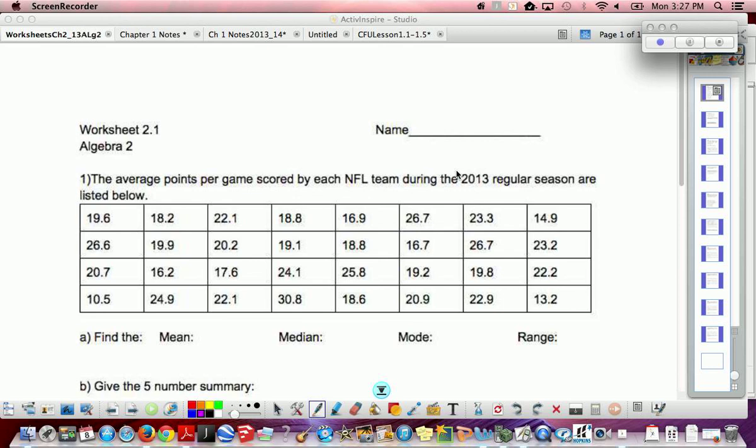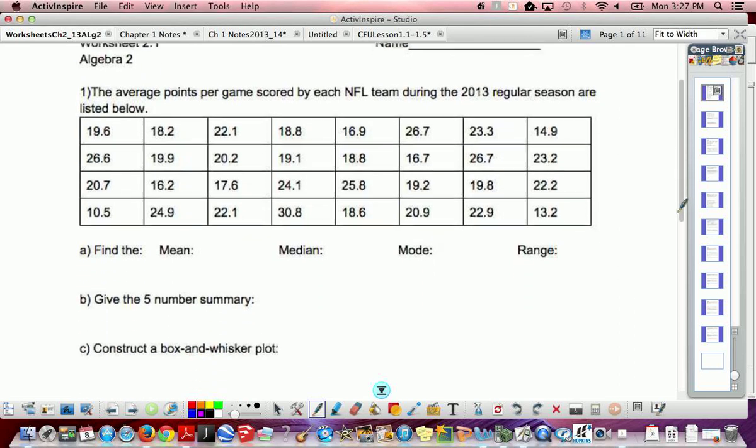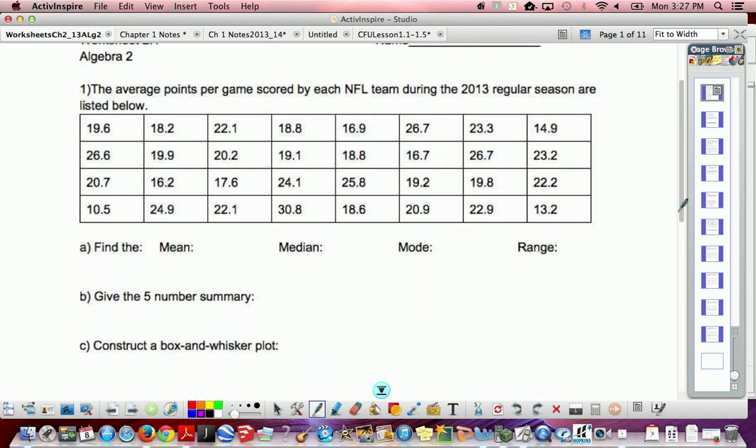Afternoon. Let's take a look at your worksheet 2.1 here and what you've been asked to do with these particular problems. So if we take a look at number 1, it says the average points per game scored by each NFL team during the 2013 regular season are listed below. So you see here we have 32 data points. And question A, you're asked to find the mean, the median, the mode, and the range.